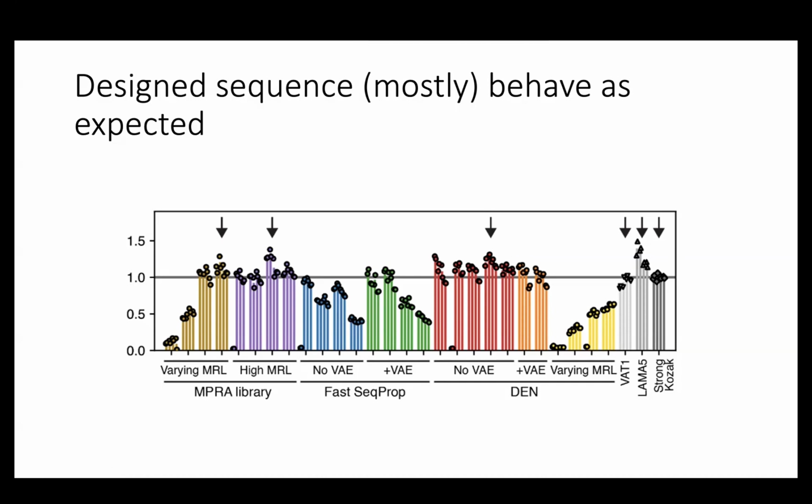The other thing you may notice is that the red and orange bars, they were designed by a generative neural network. They look quite good, about as good as the controls. The green and blue bars, which we designed by this gradient ascent method, for whatever reason, don't look as good, okay? Some of them have low fitness, even though they were supposed to have high fitness. Interesting.